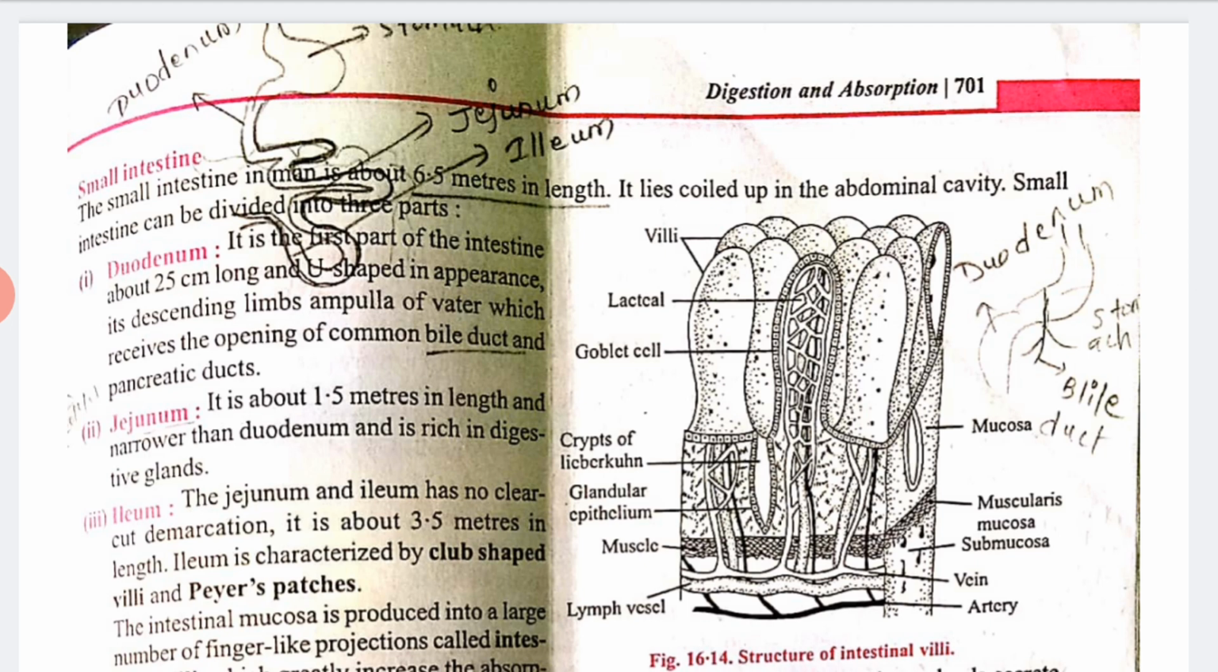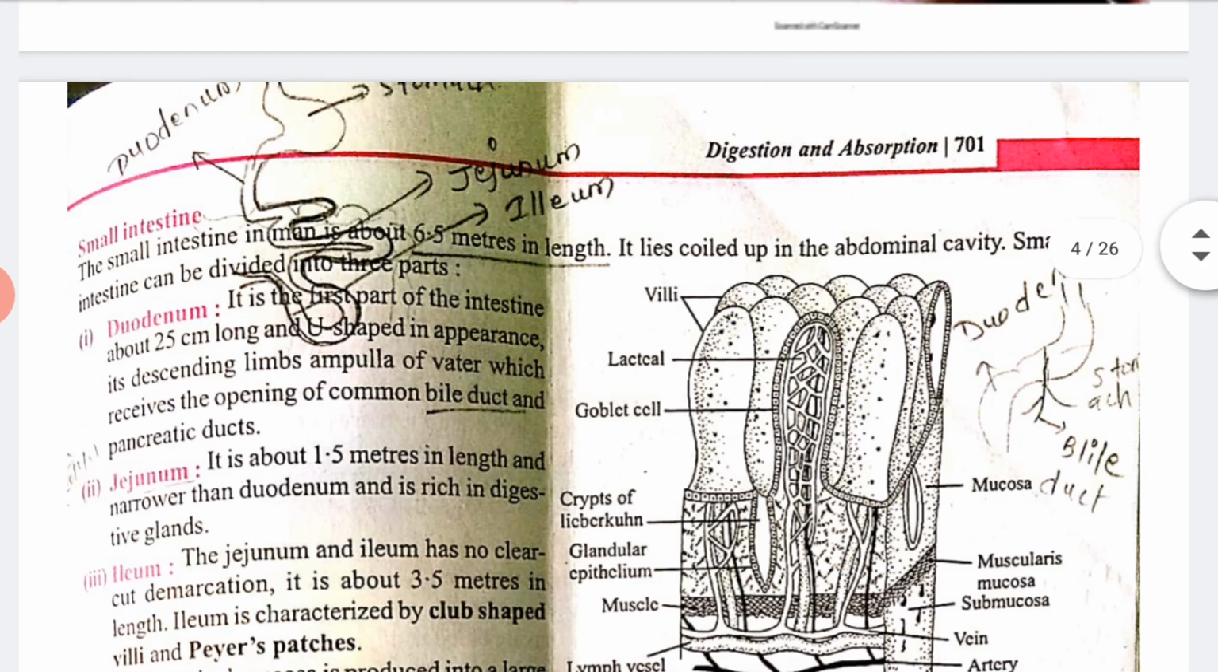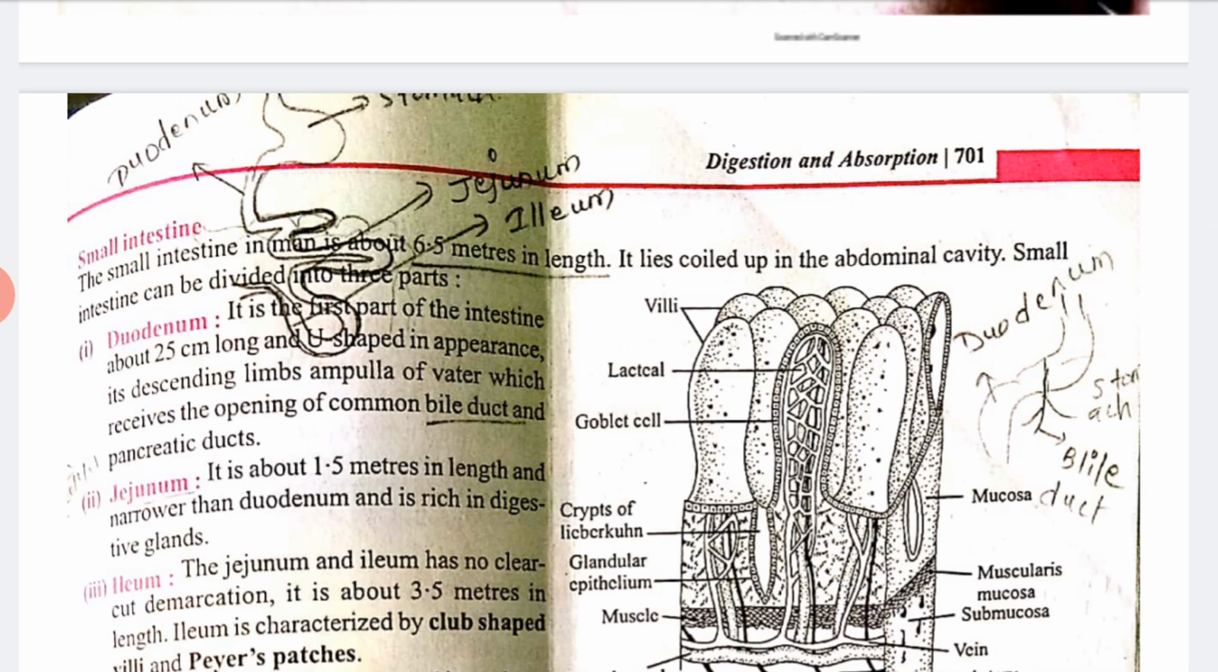So let's talk about the duodenum. See here, I have drawn one picture. You can see this part is known as the duodenum. It is the first part of the intestine, about 25 centimeters long and U-shaped in appearance. Its descending limb receives the opening of the common bile duct and the pancreatic duct.